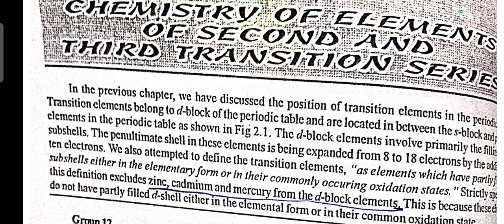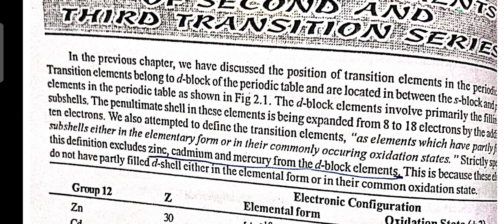We also attempted to define the transition element as elements which have partially filled d subshells either in the elementary form or in their commonly occurring oxidation states. Strictly speaking, this definition excludes zinc, cadmium, mercury from the d block elements. This is because these elements do not have partially filled d subshells either in the elemental form or in their common oxidation state.